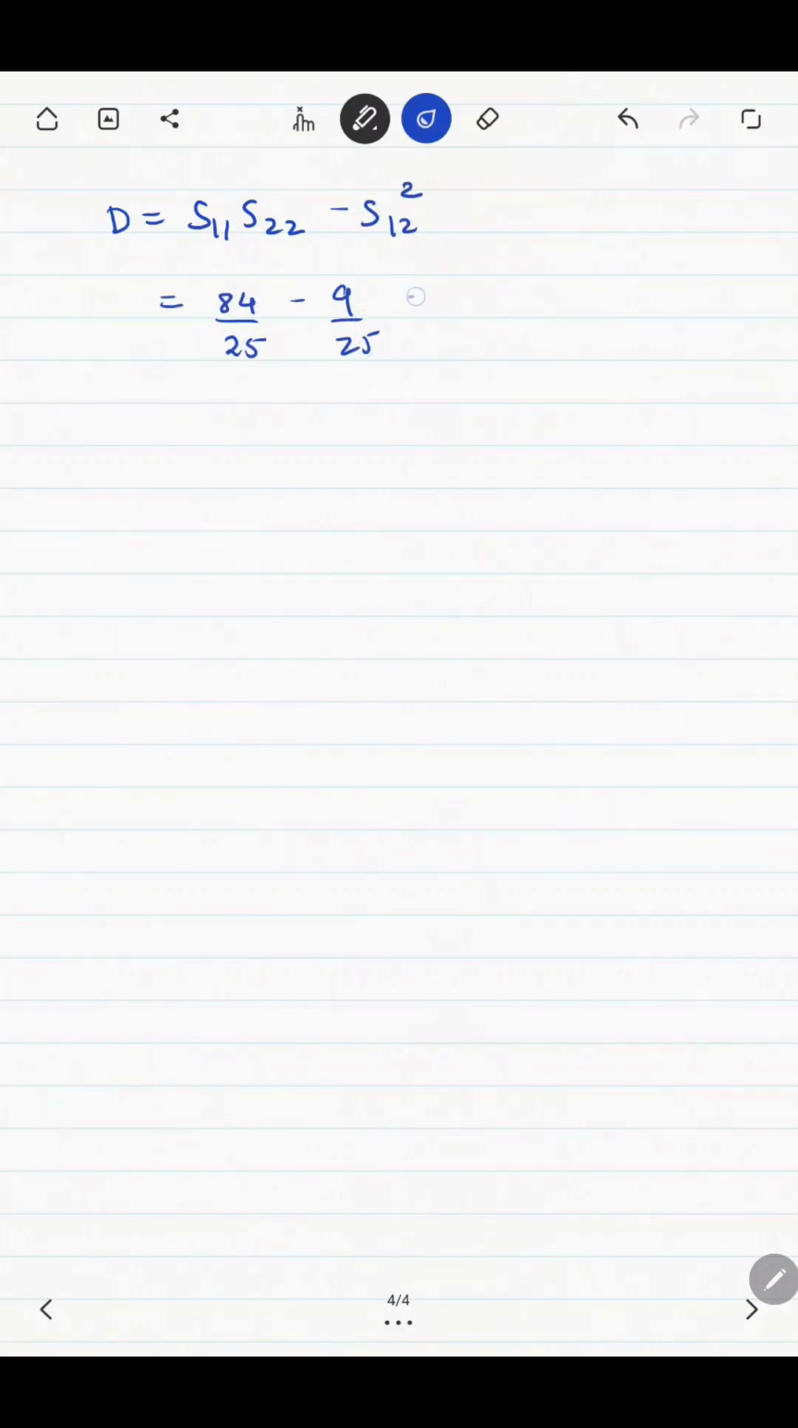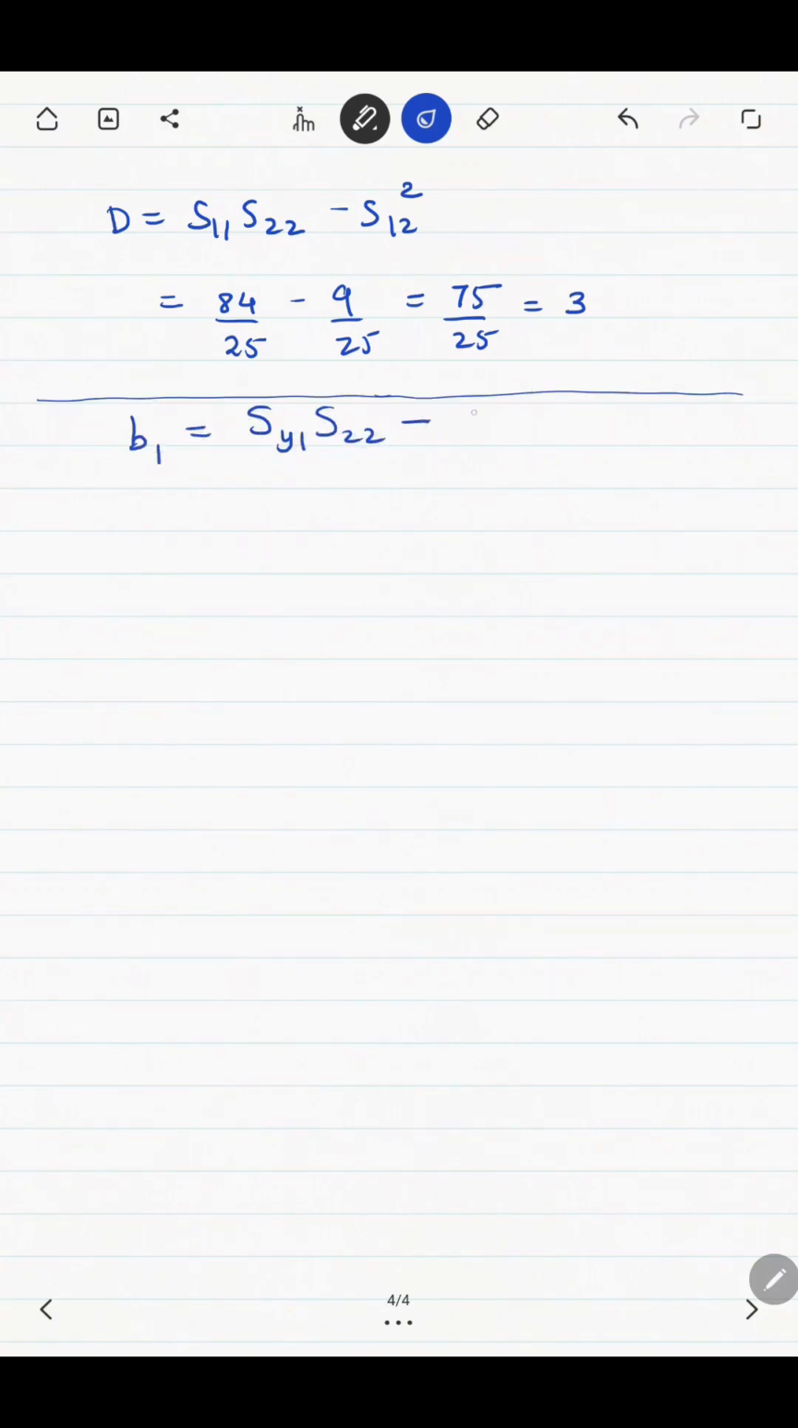The formula for denominator. So denominator can now be calculated as S11 into S22 minus S12 squared. So it is 14 by 5 into 6 by 5 minus 3 by 5 square, which is 84 by 25 minus 9 by 25, which is 75 by 25, which is 3. So now we can calculate B1 and B2.